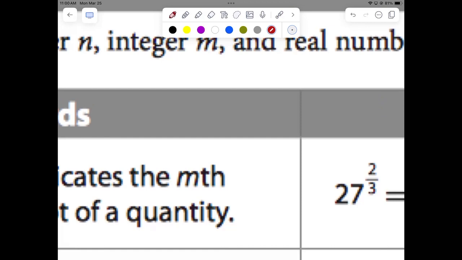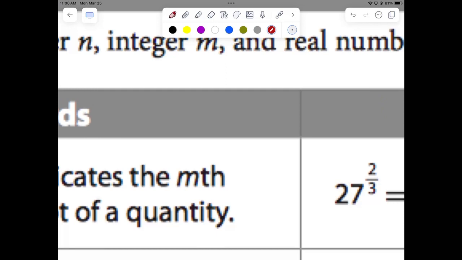Now let's see if we can do this without converting it back to a radical. Okay, because that's really the thing I want you to try and learn. Try to learn and think now in the new language. This is one of two things. It's either 27 squared, then the cube root, or it's the cube root of 27, then squared.